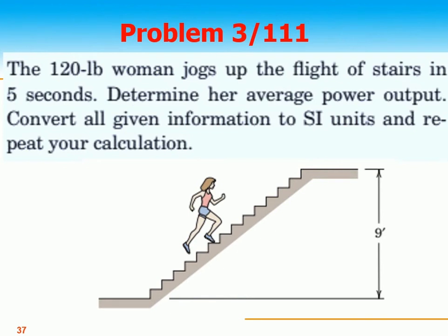This is problem 3-111. A 120 pound woman jogs up a flight of stairs in 5 seconds. Determine her average power output.